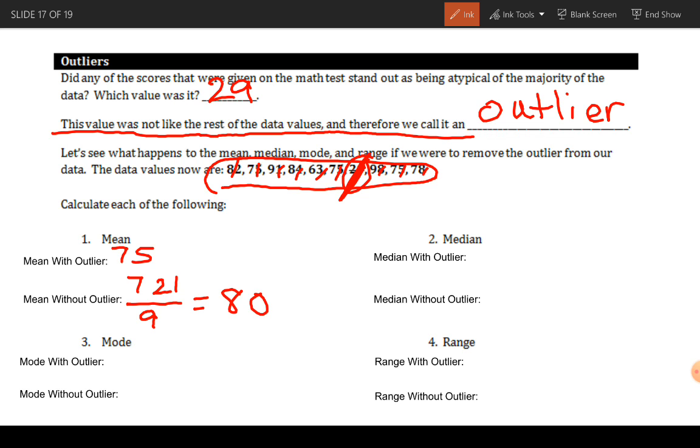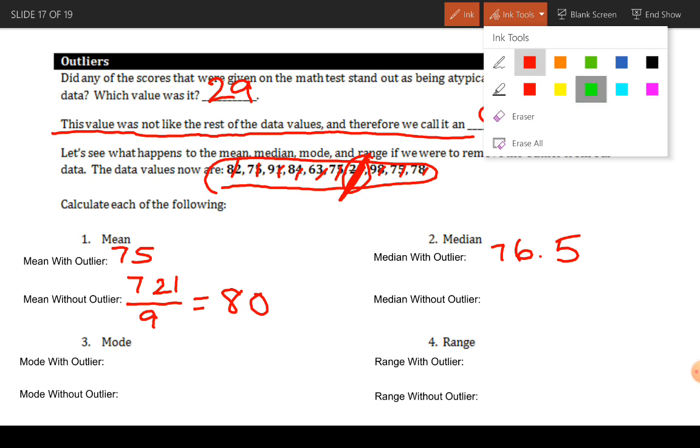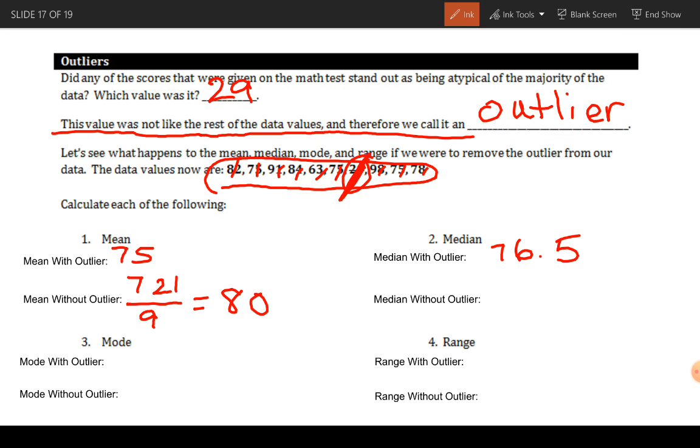Okay. For our median of this data that we calculated in our earlier example, we got 76.5. Okay. The median without the outlier, so we would have to arrange these values in order from least to greatest and find the one in the middle. And when we do that, we would find that without this number 29, the new middle number would be 78.